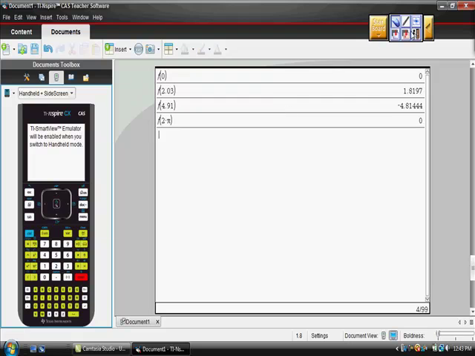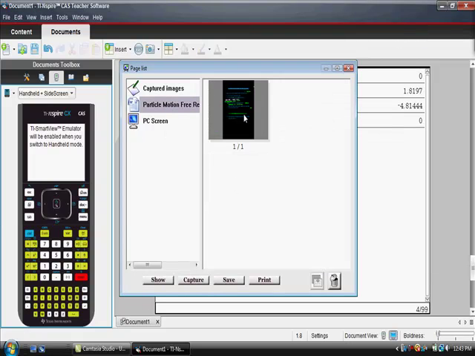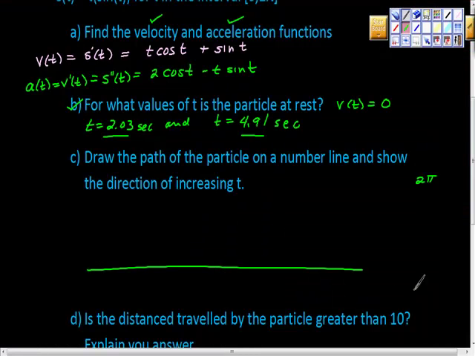So we're asked to draw this path, right? So we're going to draw it. This is what I'm going to say. At time equals 0, position s is 0. So I'm just going to put a point here. And then the next point that we're interested in is when time equals 2.03, right?